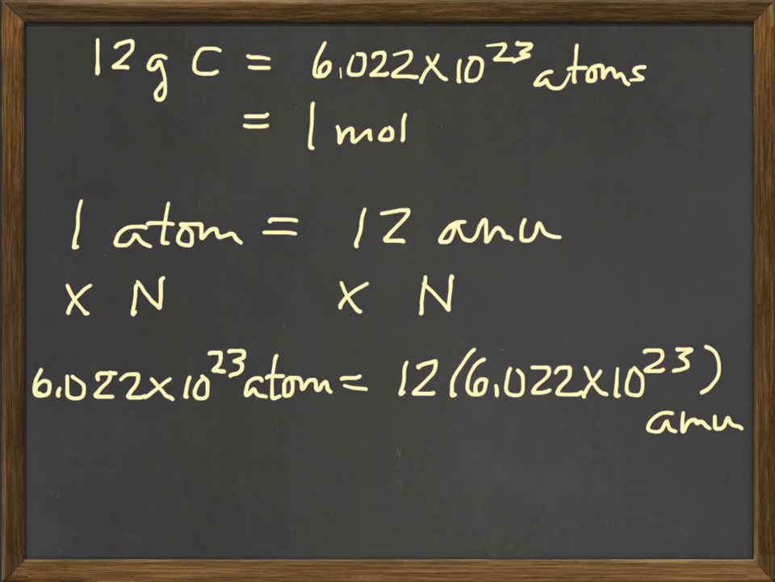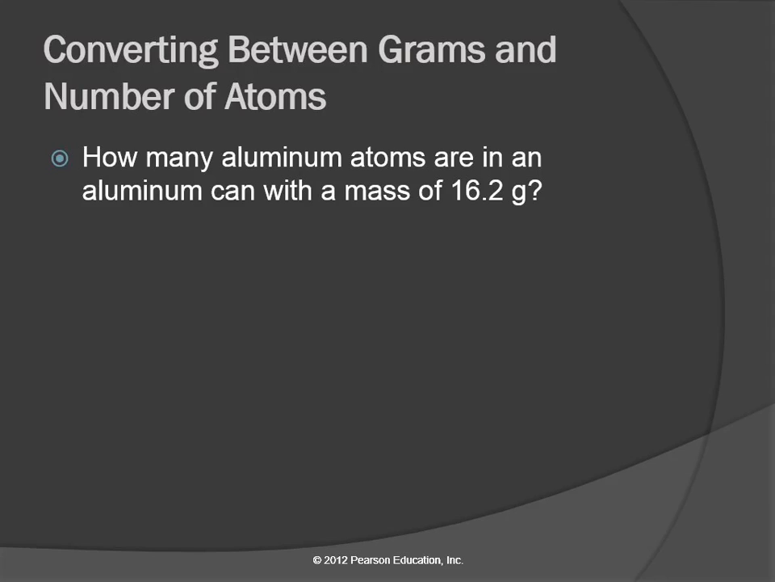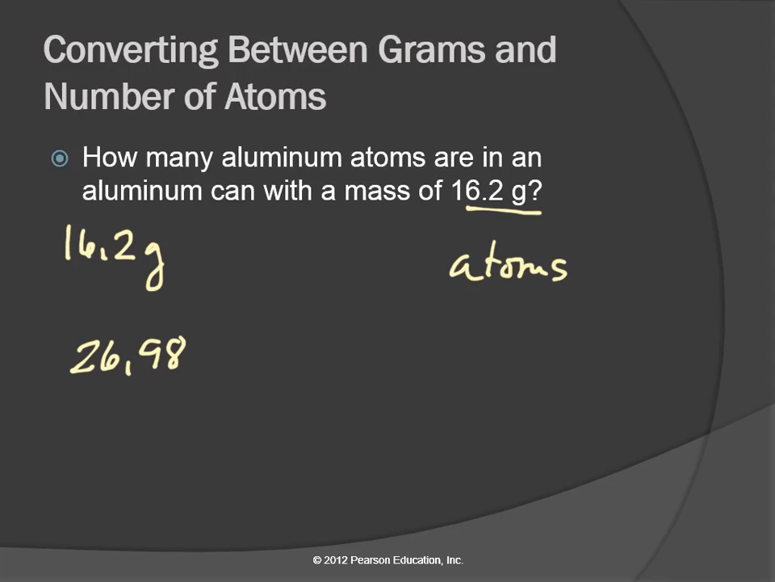Okay, enough. How many aluminum atoms are in an aluminum can with a mass of 6.2 grams? So we've got a mass that's given, 6.2 grams, and we want to know how many atoms. There are two ways we can do this. Let's look at what relationships we have first. On the periodic table, we have aluminum, and what's the number underneath? 26.98. So if we put the unit gram, that equals 1 mole for aluminum.